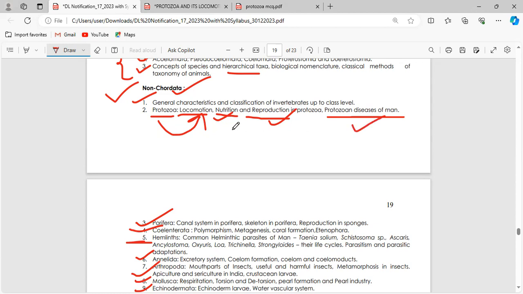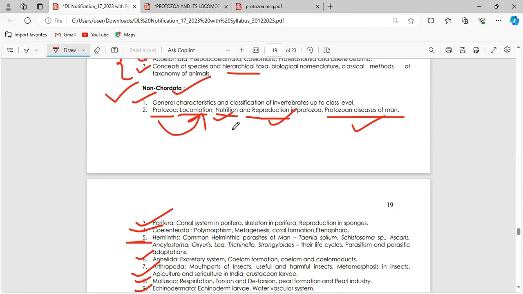Next, when it comes to the protozoan diseases, you have to read what are all the protozoan diseases. So whatever diseases they have given, you have to read the name of the disease, the name of their organism, that is the pathogen.